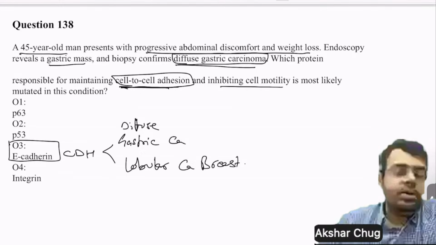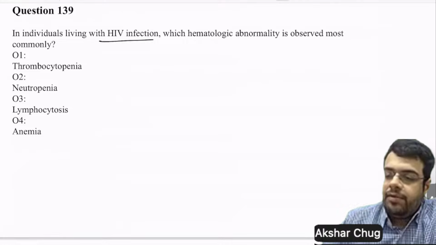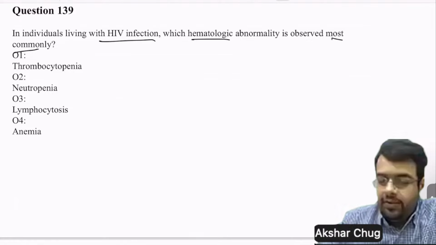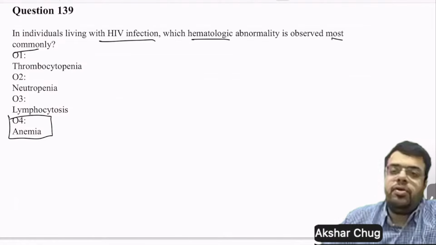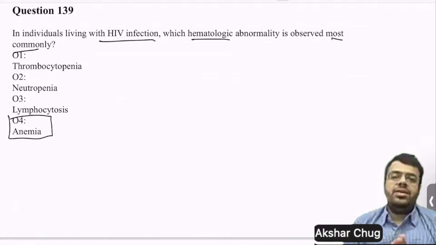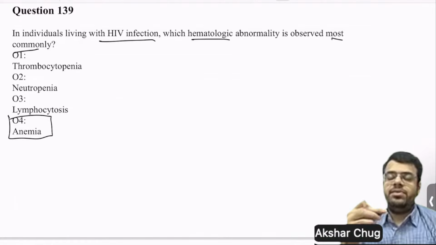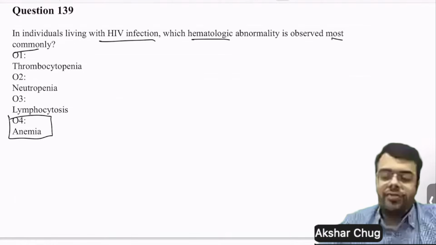Moving on to the next question. In an individual living with HIV infection, which hematological abnormality is observed most commonly? All of these may be observed in a patient with HIV, but the most common always happens to be anemia. The fundamental concept is that as RBCs are produced the most in the bone marrow, if any problem occurs, like bone marrow suppression, the thing which is produced the most will be the most commonly affected. So by that logic, anemia would be the correct answer.